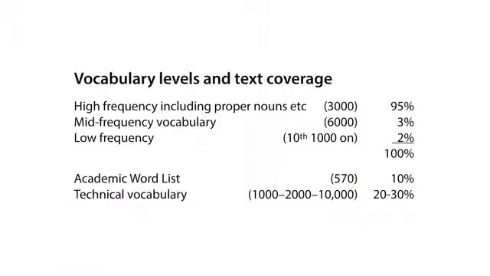The third group of words is what we call the low-frequency words. And the low-frequency words is a very large group of words. It's hard to say how many there are, but they start at the 10th 1,000 and they go from there, because we have 3,000 high-frequency words, another 6,000 mid-frequency words, and then we have the low-frequency words. We don't really know how many different words there are in the English language. Probably, though, it's over 100,000 or somewhere around there.